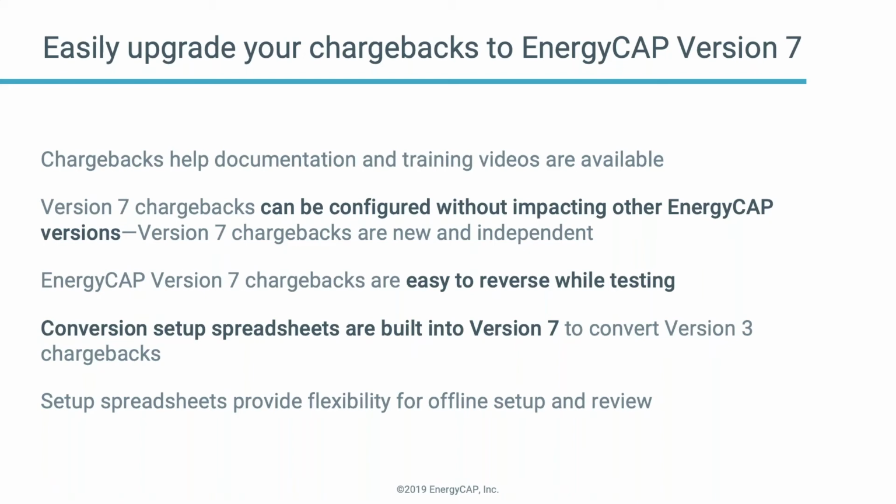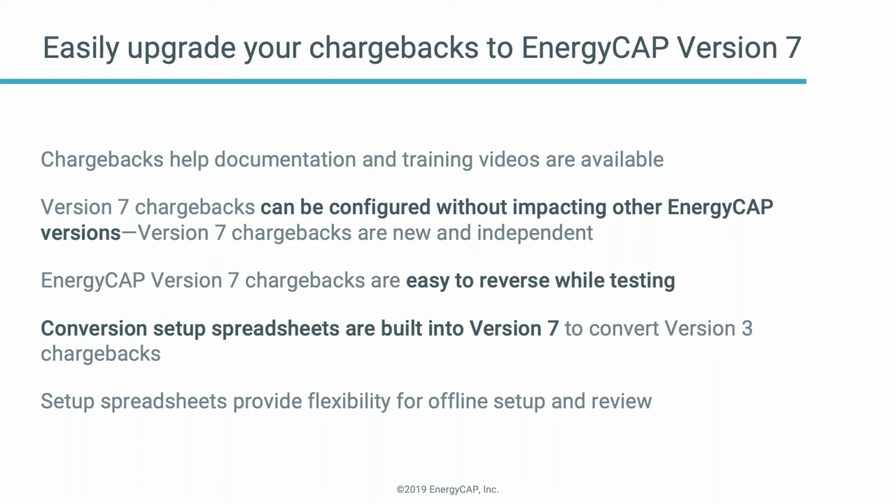Version 7 chargebacks can also be configured without any impact on previous versions of EnergyCAP. Because version 7 chargebacks are new and independent, you can set them up and configure them and take your time or compare between version 7 and previous versions, and know that anything you configure in version 7 will not negatively impact your settings in version 3. As I mentioned before, EnergyCAP version 7 chargebacks are easy to reverse. So you can even run them for testing purposes and reverse anything that you've done in EnergyCAP version 7 if you don't like the results.